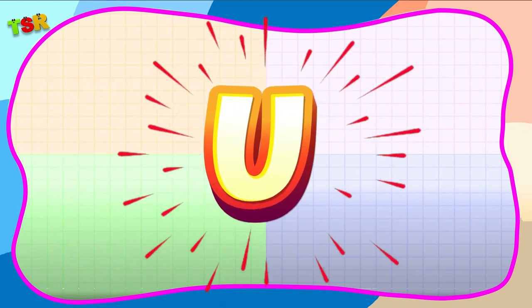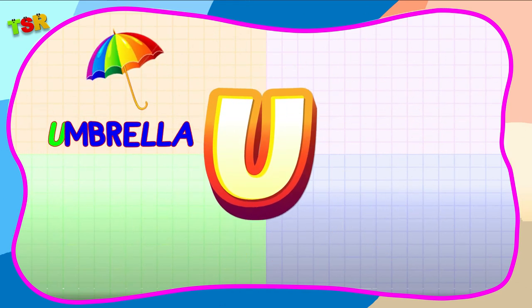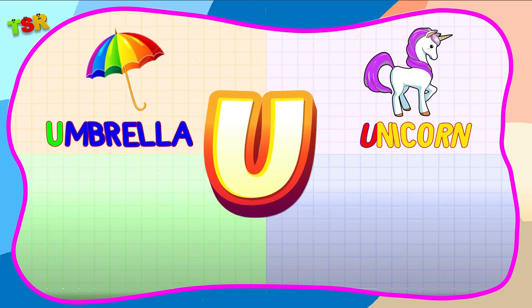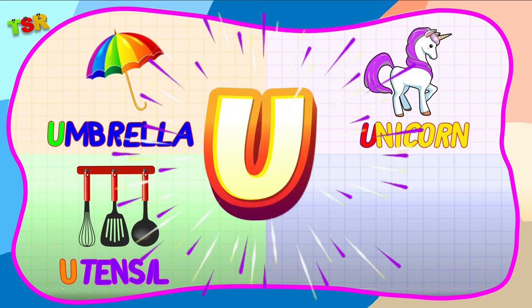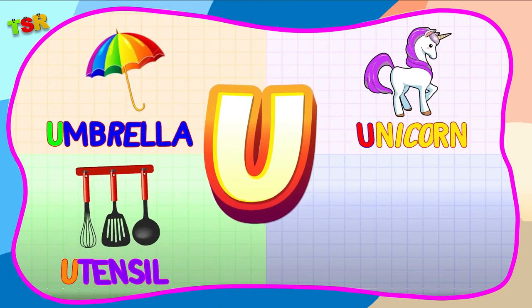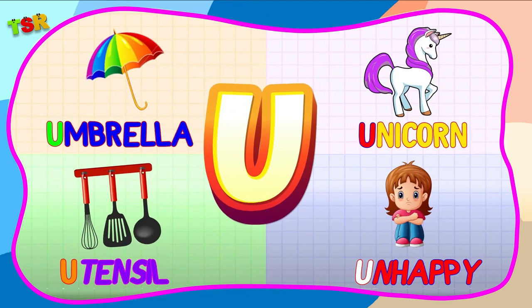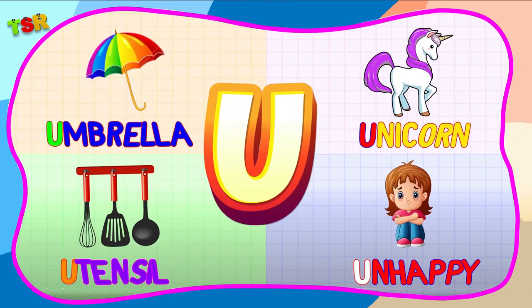Letter U is for umbrella. Umbrella. Unicorn. Unicorn. Utensil. Utensil. Unhappy. Unhappy.